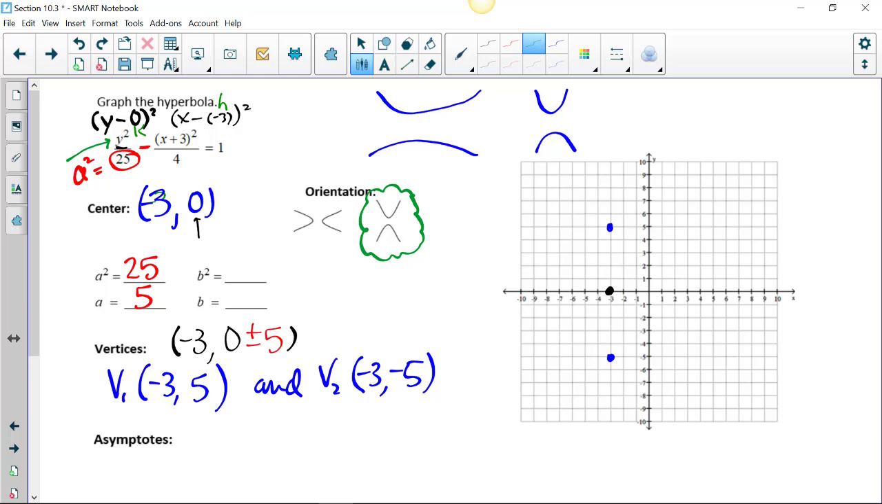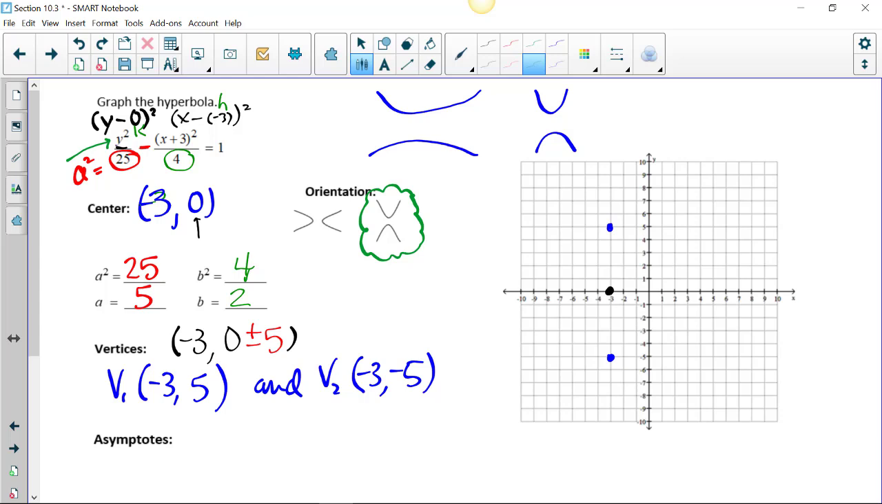So we're going to have our rectangle is going to have the dimensions of whatever the transverse axis is and the conjugate axis. So the conjugate axis is similar to the minor axis, although it's not always the shorter one. But we use the other number, which is b squared. So b squared is 4. So we use b then to help us find the endpoints of the conjugate axis. So if I went up and down to get the vertices, I go left and right to get the endpoints of that conjugate axis.